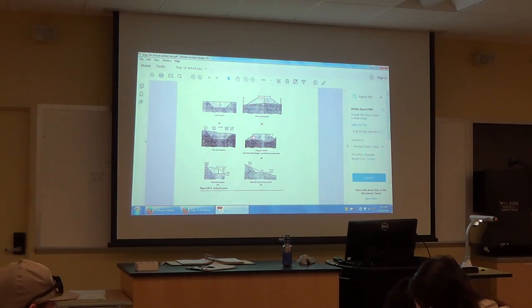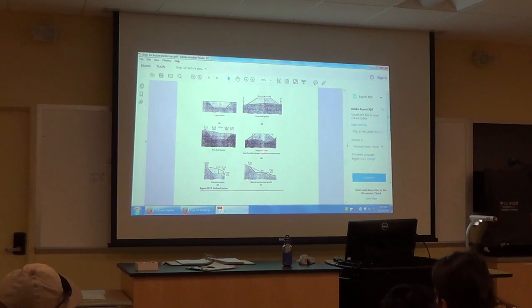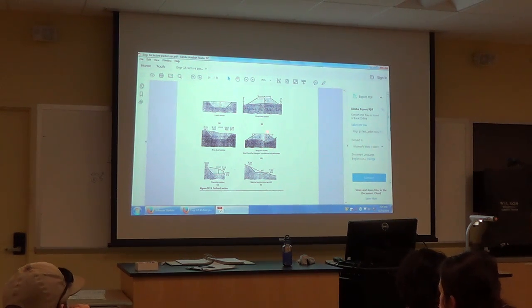Okay, how about D? Cut or fill? Sorry, D. Does that say D there? Yeah, I'm saying, where is the road? Oh, okay, so on this one, is this the road or is this the road? The top or bottom? Top is the road.